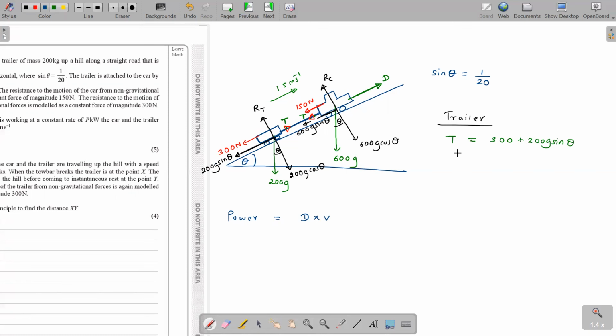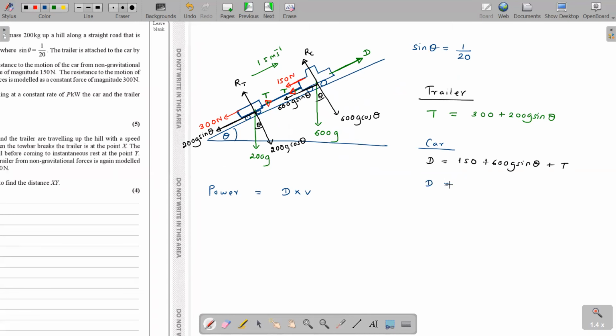Similarly, go for the car. When you go for the car, the forces we have along the plane upwards: I have the driving force, which balances out with what? We have the 150 newtons resistive force, the 600g sin theta, and the tension. All these three are opposing. So the driving force is equal to the sum of all these three forces. The T value we have found over here, input it into this.